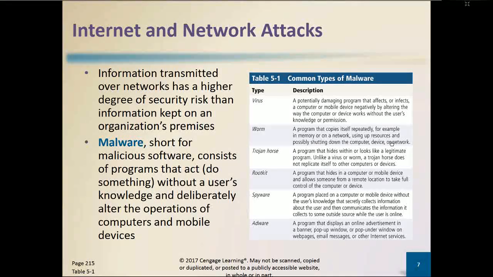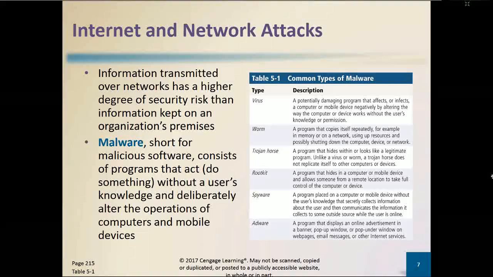So what is malware? Malware is a shortcut of malicious software. It means something that harms the computer. It's an application that harms the computer. It's a program that acts or does something without the user's knowledge. Sometimes it alters your operation, changes some things, modifies some things, deletes something, adds something. These are malwares, and we have different types of them. Let's look at this table. In this table, I want you just to memorize the main keywords so you can differentiate between them.